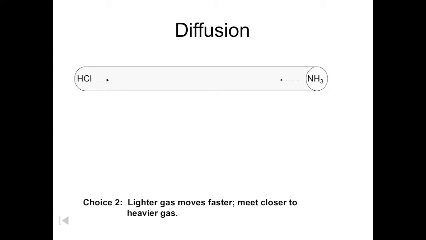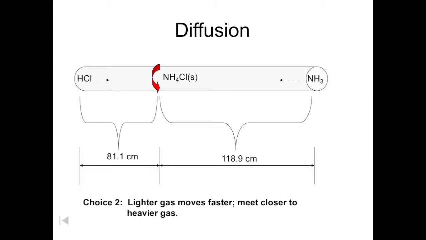For example, in this diffusion process, comparing hydrochloric acid and ammonia, which one will diffuse faster? Computing the molar mass of hydrochloric acid, hydrogen is 1, chlorine is 35, so this one is 36 grams per mole. NH3 we have here 17 grams per mole, and therefore the heavier is hydrochloric acid, therefore it travels less as compared to NH3. The lighter gas moves faster and meets closer to the heavier gas. This is what we know as Graham's law of diffusion.